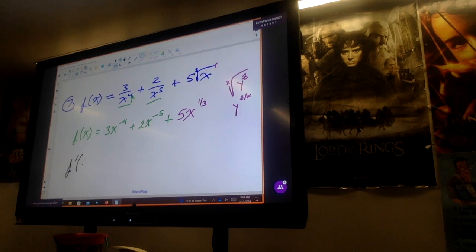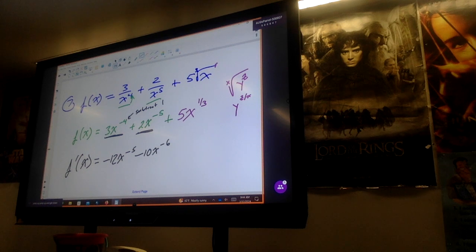All right, here's my derivative. I don't see a prime on the green, so what's the derivative of the first one? Negative 12 x to the negative what? 5. I subtract 1, so I have to subtract 1 from that. Okay, negative 4 minus 1 is negative 5. What's the derivative of this one? Negative 10 x to the negative 6.